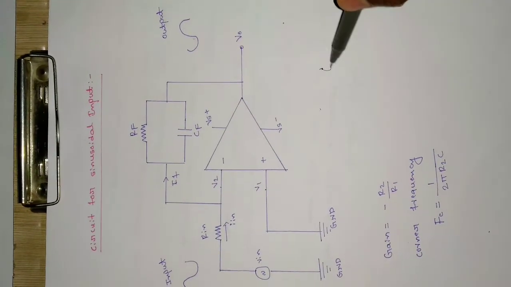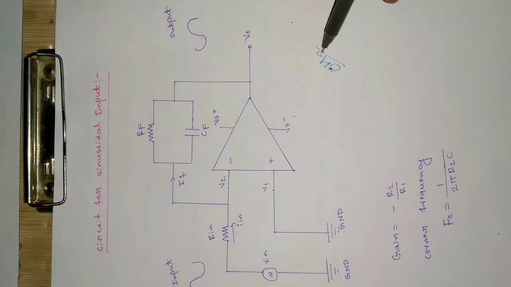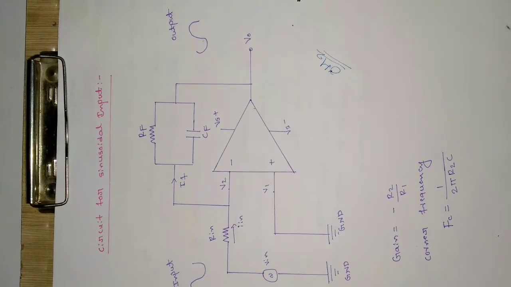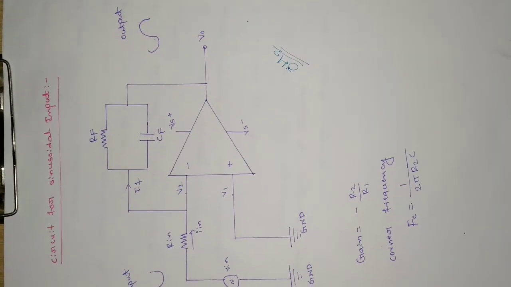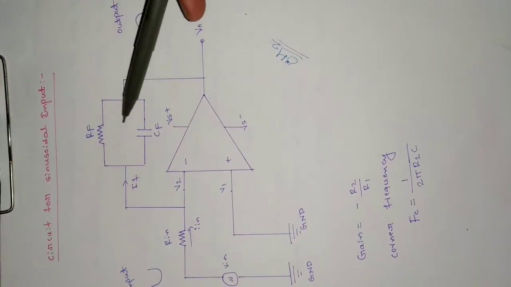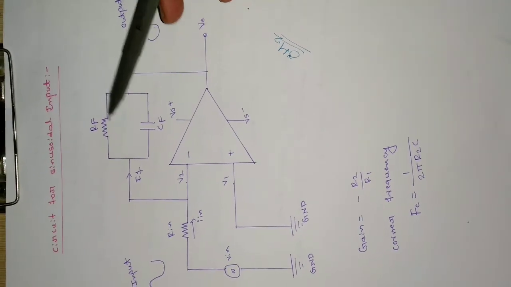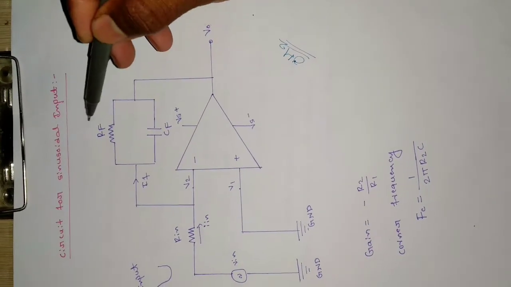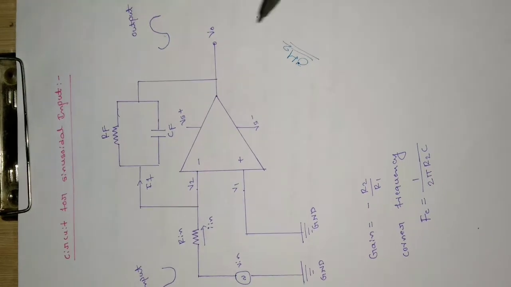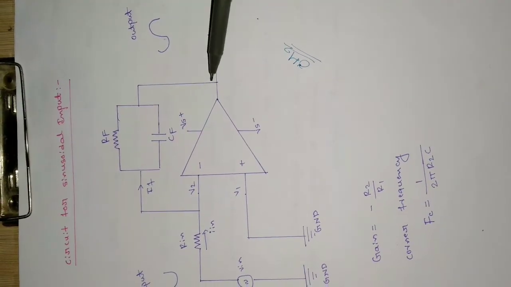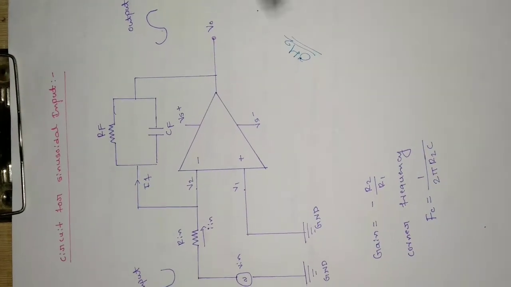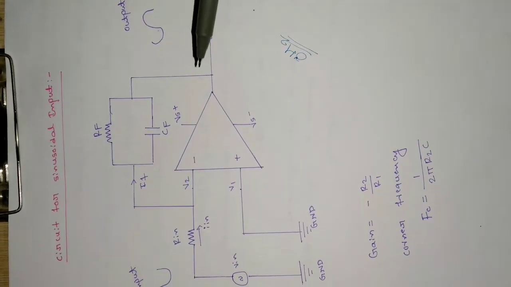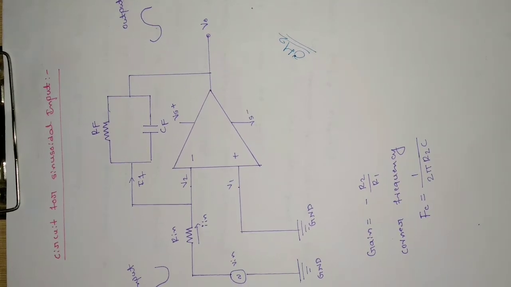If you have a 0 hertz input, a signal with 0 frequency, at that time the capacitor is going to act as an open circuit. So this is the open circuit here, and assume that this part is not there. The capacitor is an open circuit, which means there is no feedback coming from the output to the input. So we can't control the gain. So the gain will be very high, almost infinite.